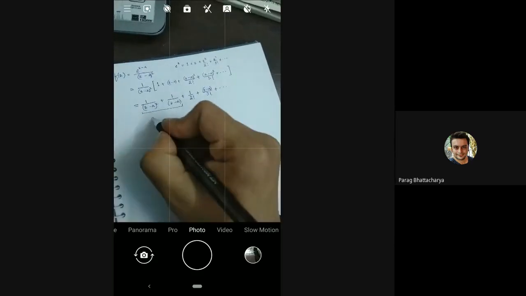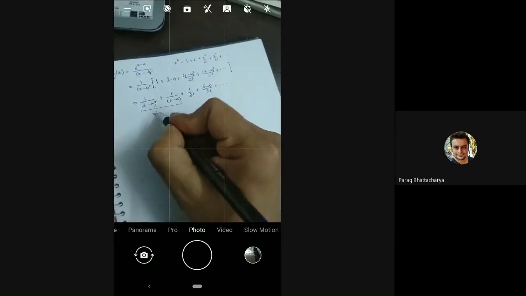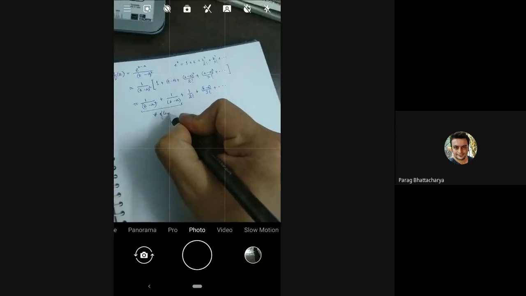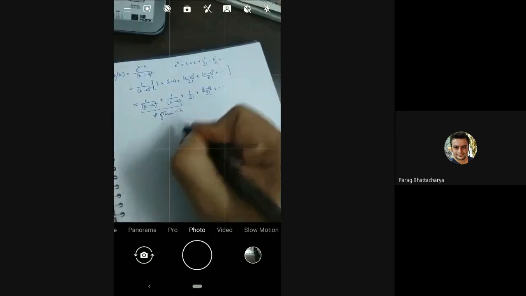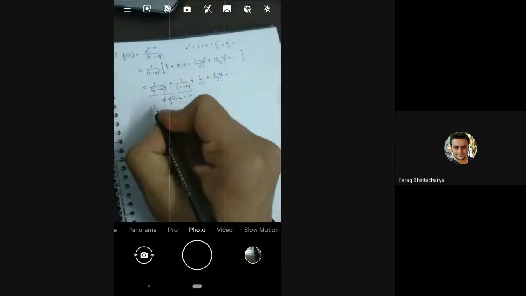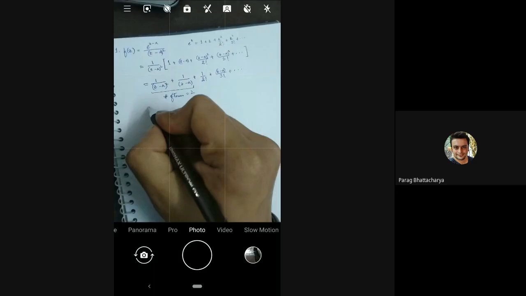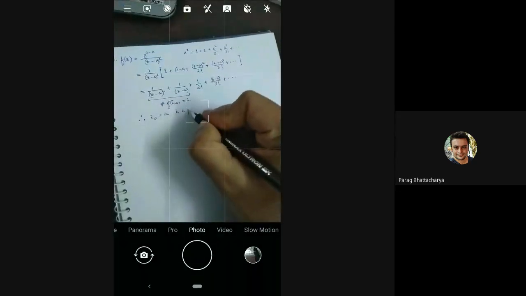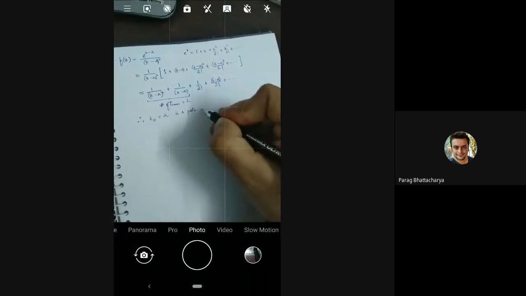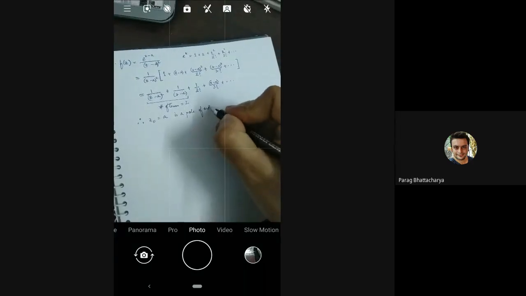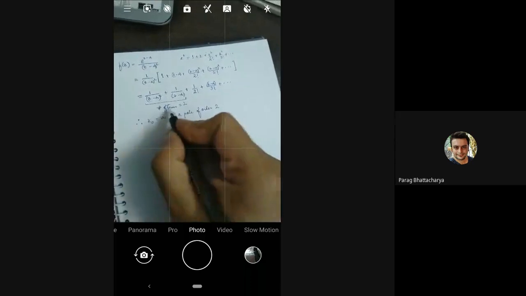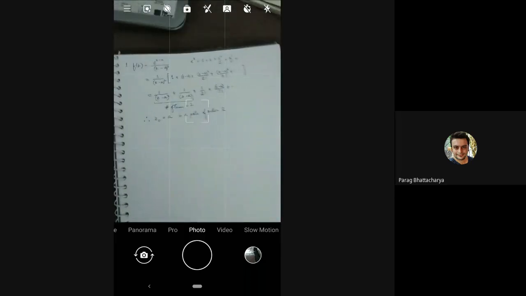How many terms do we have? Number of terms is 2, right? So therefore z naught equals a is a pole of order 2. Number of terms is 2, so that is the order of the pole.